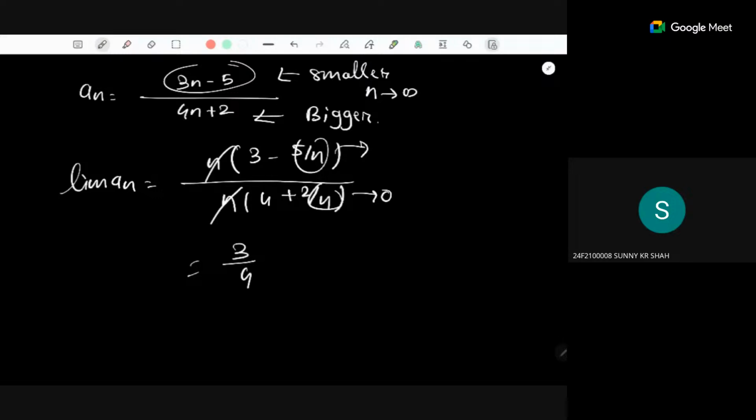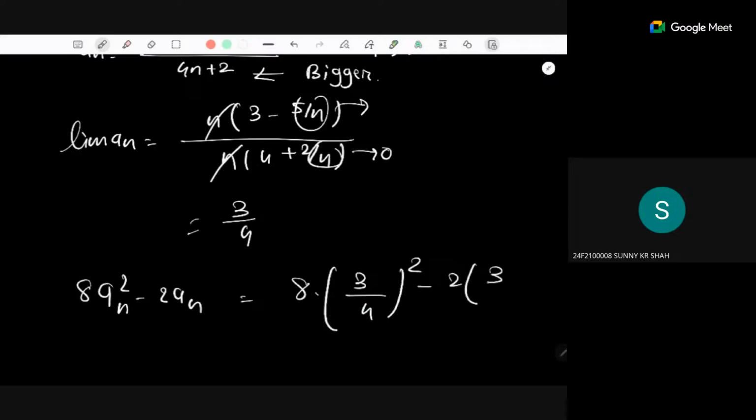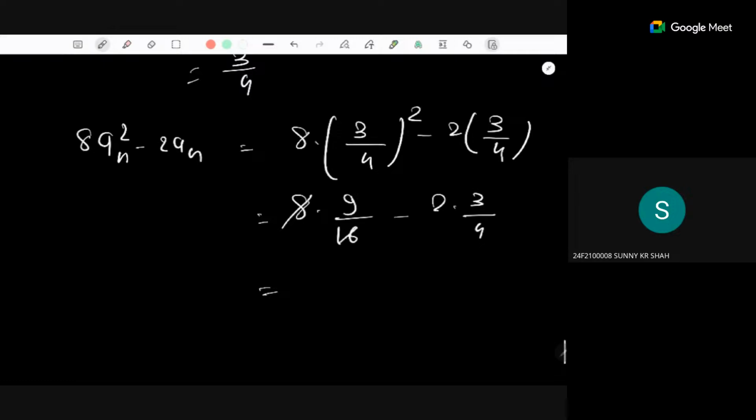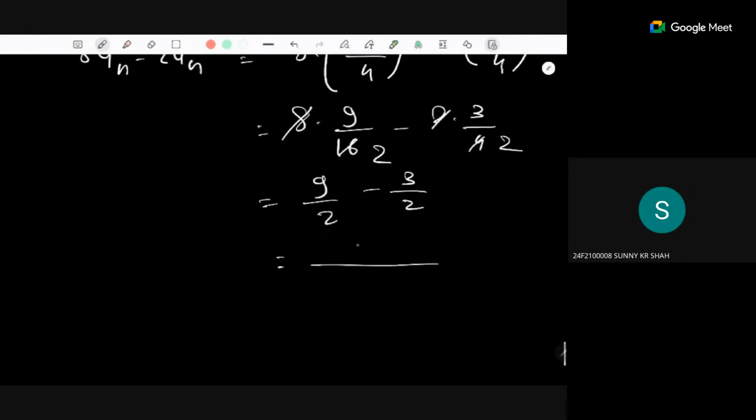So then what will be the limit of a_n, which is 8e_n squared minus 2e_n? The limit will be 8 into (3 by 4) the whole squared minus 2 into 3 by 4. Okay, so that is 8 into 9 by 16 minus 2 into 3 by 4. So we can compute it. So it's 9 by 2 minus 3 by 2. So this will be 9 minus 3 by 2, which is 6 by 2. So the answer will be 3. So we can find out the limit if we know the limit of e.